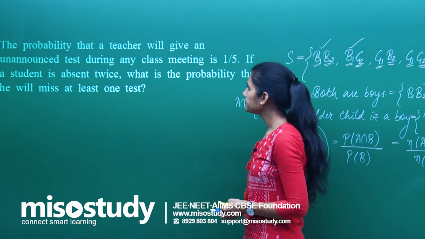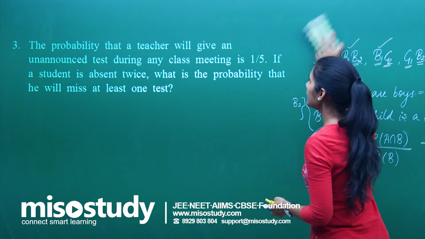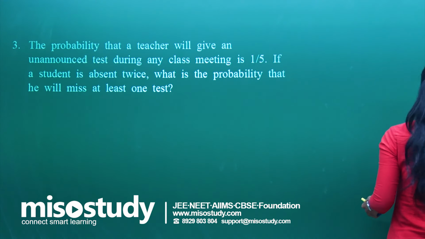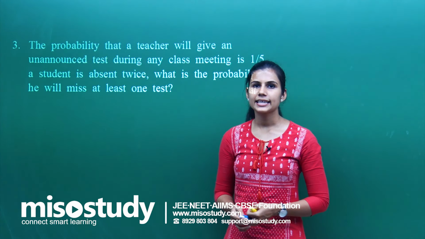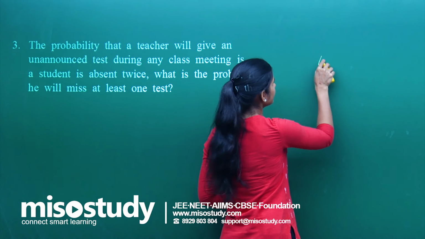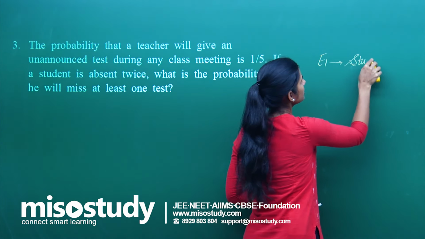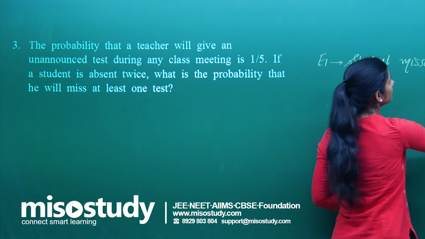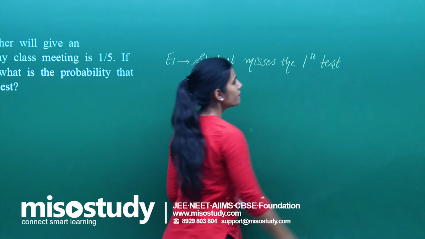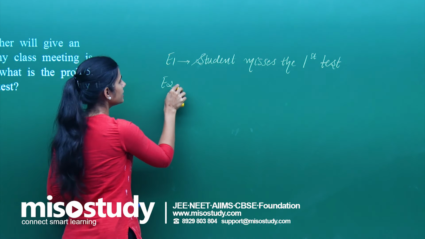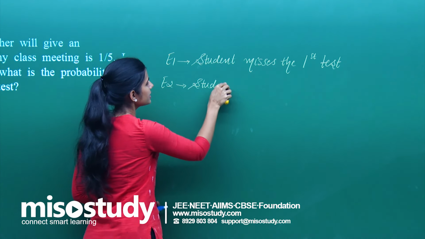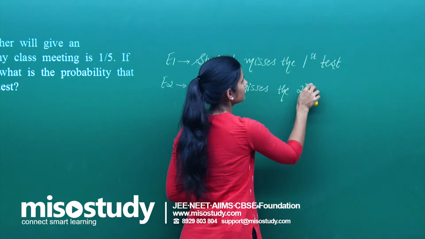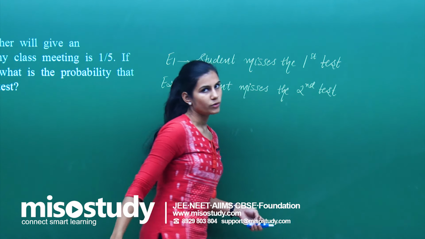Next question, let's see what it is. The probability that a teacher will give an unannounced test during any class meeting is 1 by 5. If a student is absent twice, what is the probability that he will miss at least one test? Now let's say that E1 is the event that the student misses the first test. And let's say E2 is the event that the same student misses the second test, because he is absent twice.